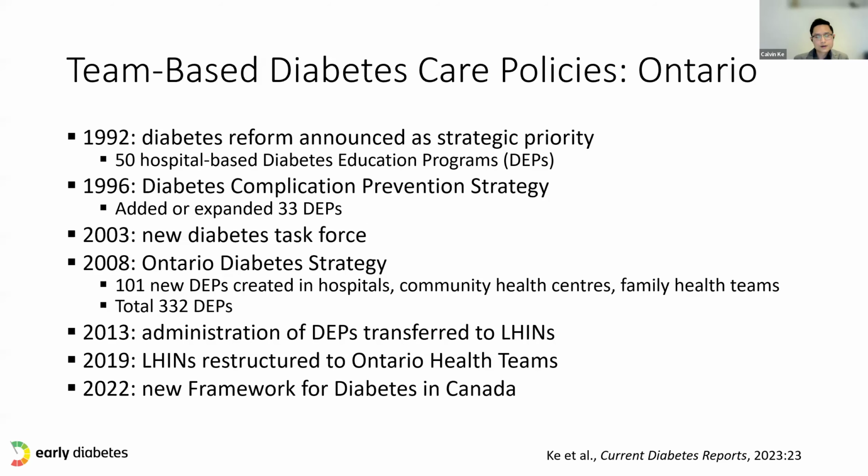In Ontario, our diabetes education programs developed a lot differently. So around 1992, there was this understanding that diabetes reform was a really important thing. And so there were 50 hospital-based diabetes education programs that were developed. And you can see the timeline here. This was developed and increased over time. And there were more programs added in hospitals, but more also in the community and family health teams, community health centers. And the administration has changed over time. So it used to be under the LHINs, and now it's under the Ontario Health Teams.